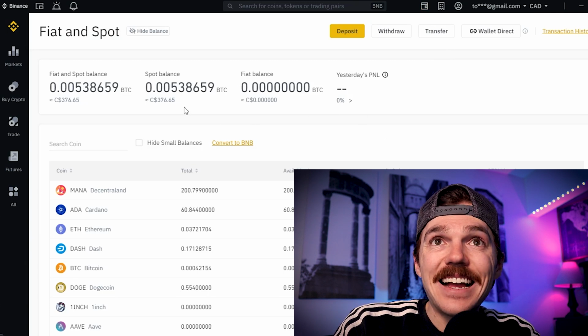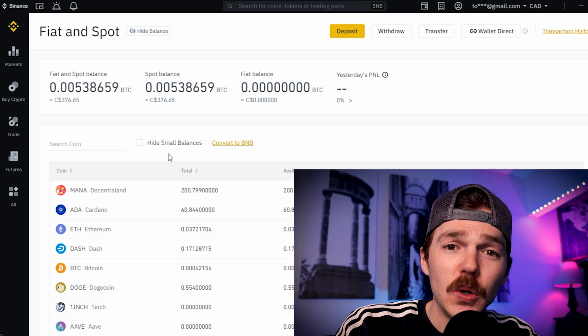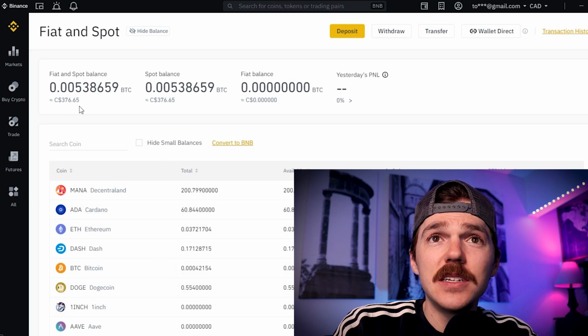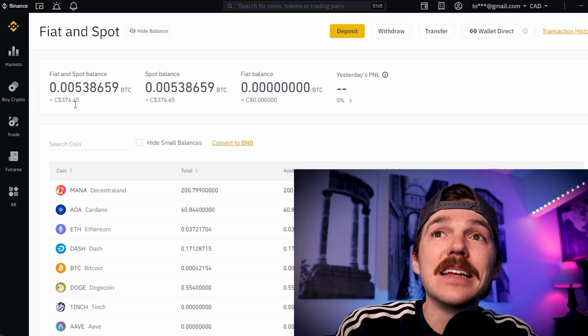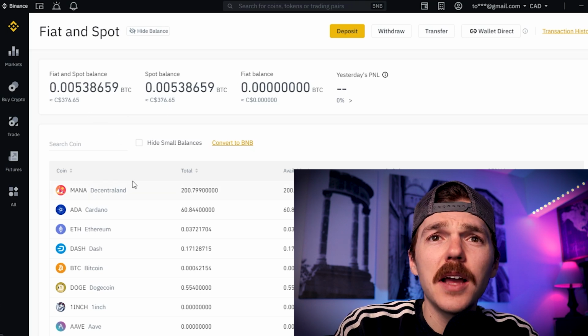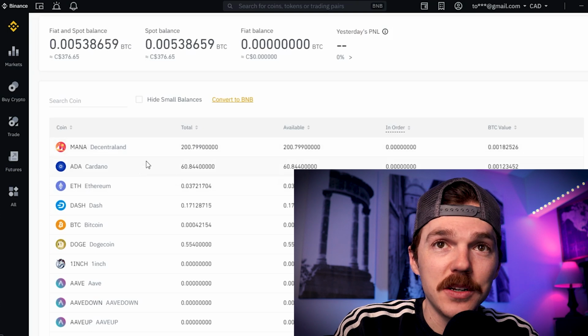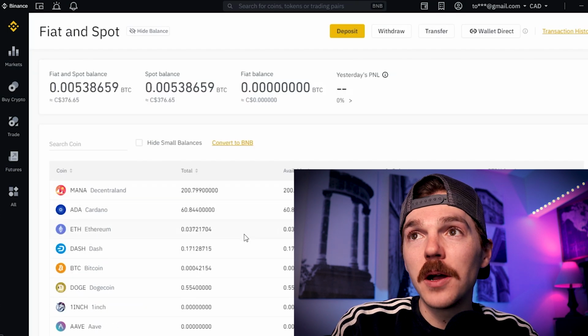Inside your fiat and spot, it gives you all of the total coins you currently have. As you can see here, I have just under 400 Canadian. This is the spot balance in Bitcoin, and these are the actual coins that I have invested in. I have some Decentraland, Cardano, Ethereum, Dash, and so on.